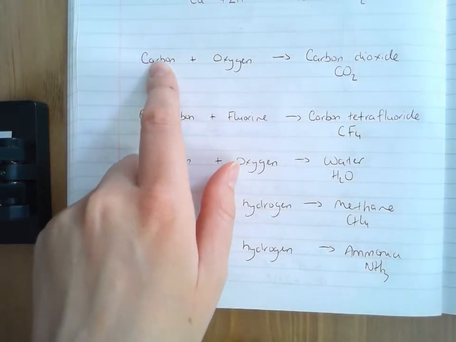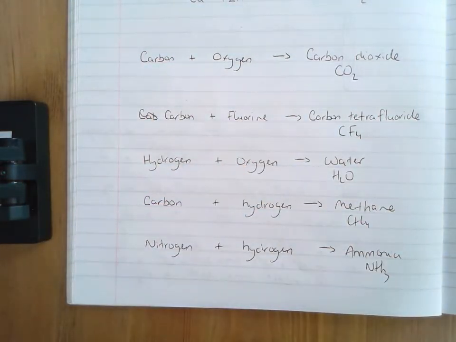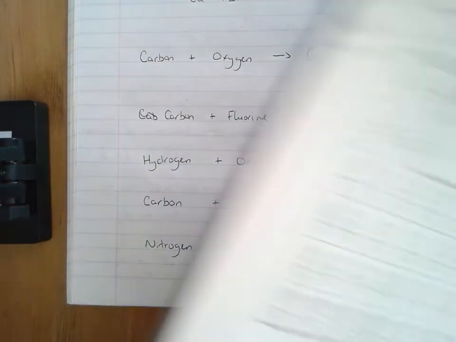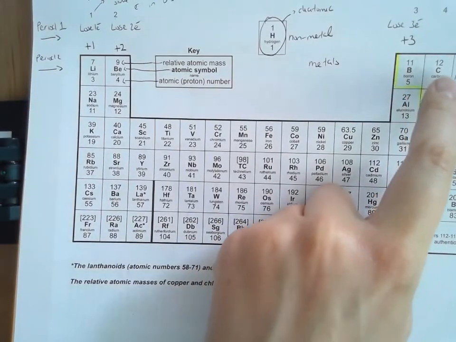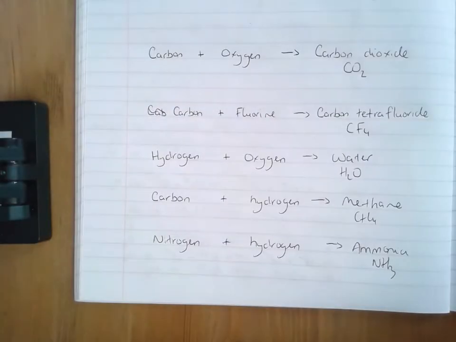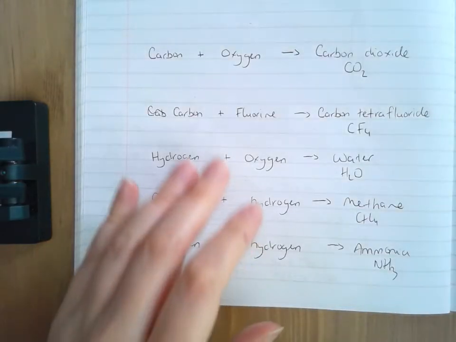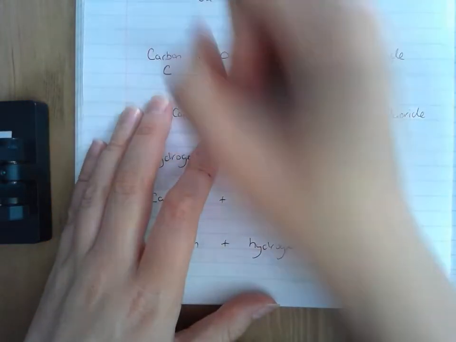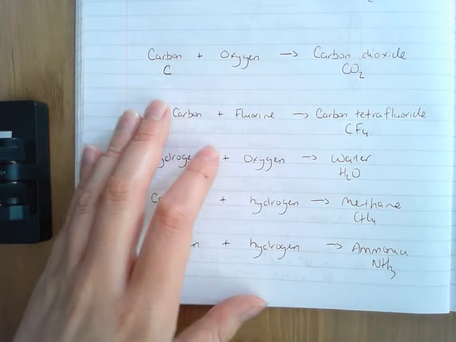Carbon is an element. I need to find out what the symbol for carbon is. So I look at my periodic table and I see that the symbol for carbon is C. Therefore, when I want to write it as a symbol equation, I just write down C.